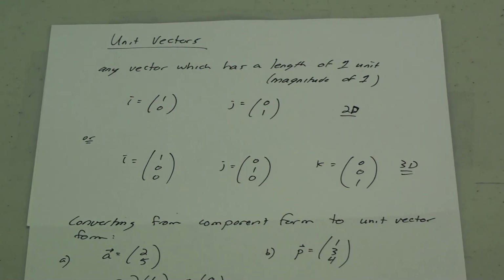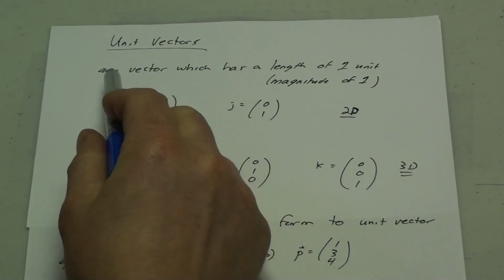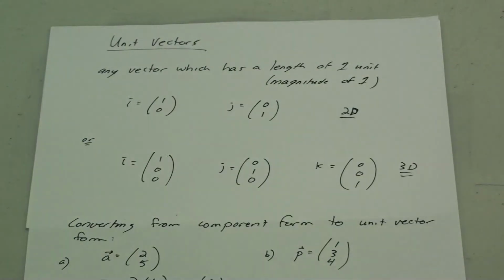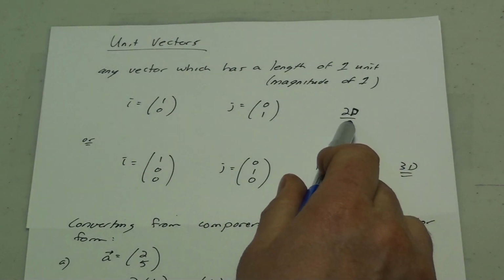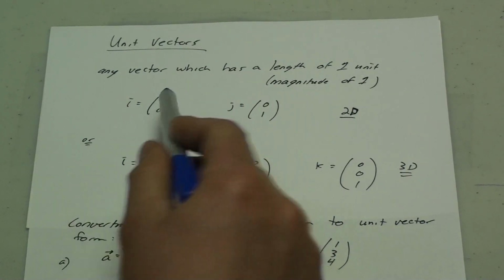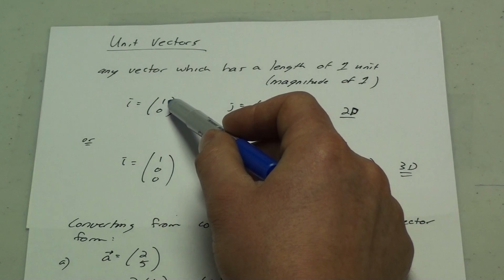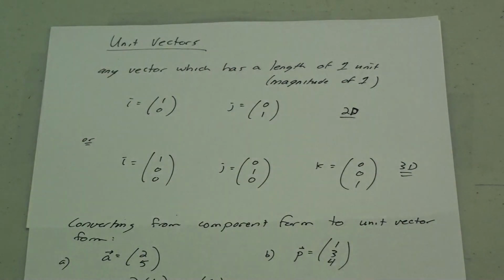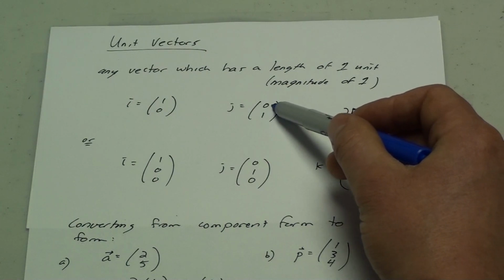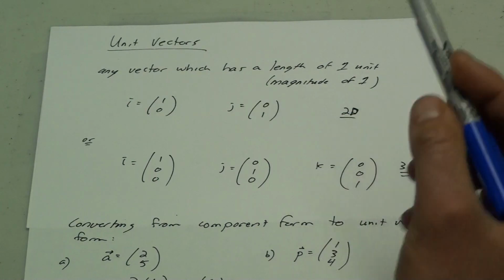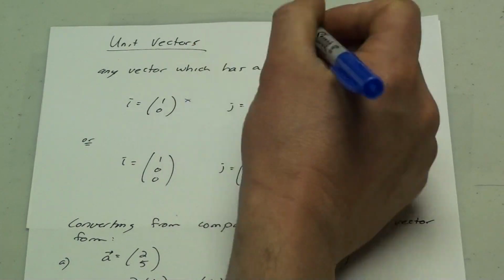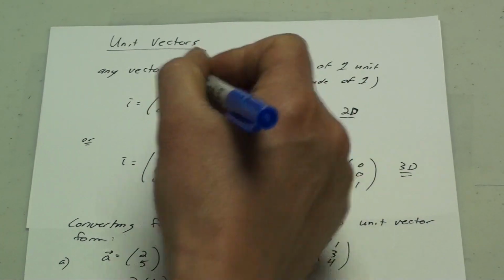Okay, this next lesson is on unit vectors. Unit vectors are any vector that has a length or a magnitude of 1 unit. Now in 2 dimensions, you have common ones being i and j. i is a unit vector that's only gone over 1 unit in the x direction and 0 units in the y direction. j is a unit vector that's gone over 0 in the x direction and 1 in the y. Remember, in component form, your top number is your x and your bottom one is your y.